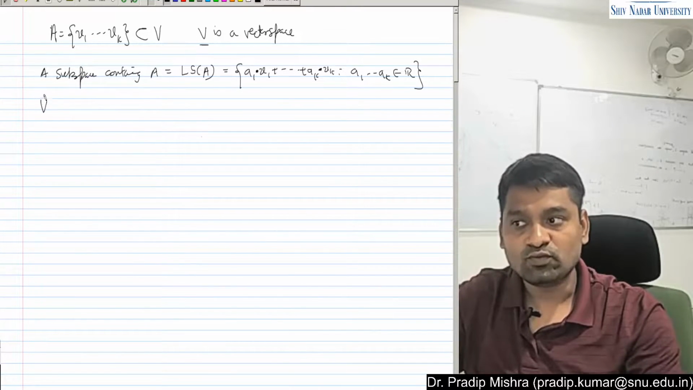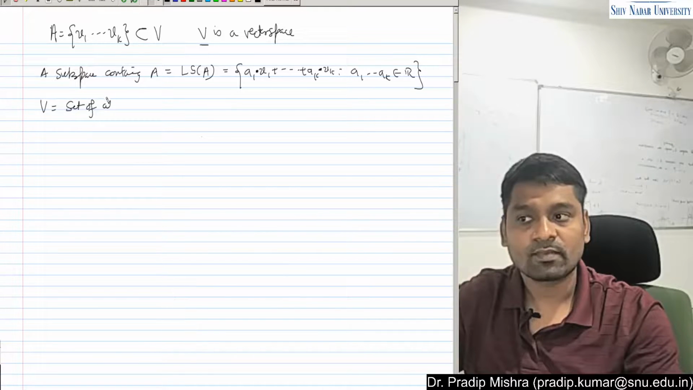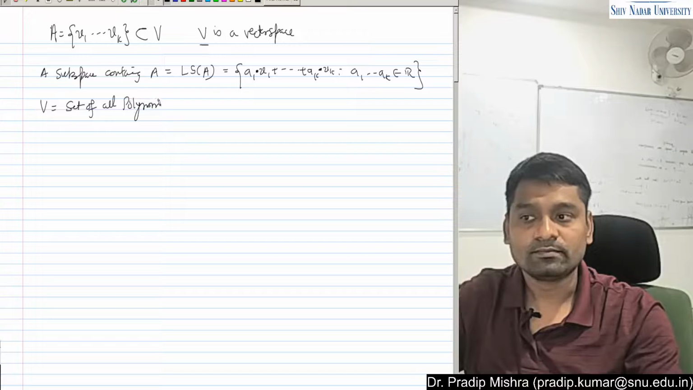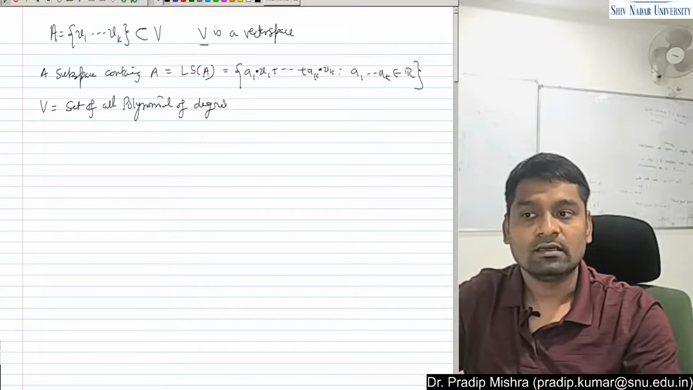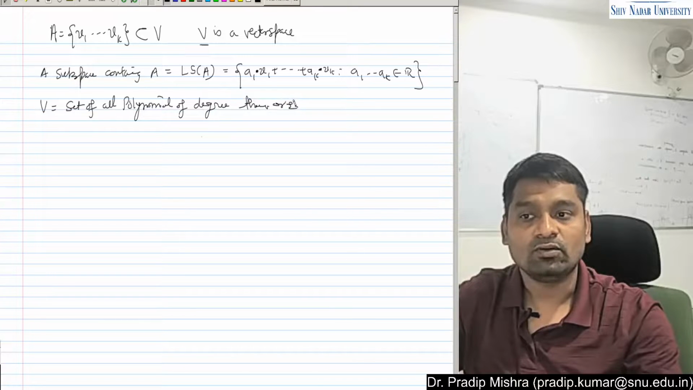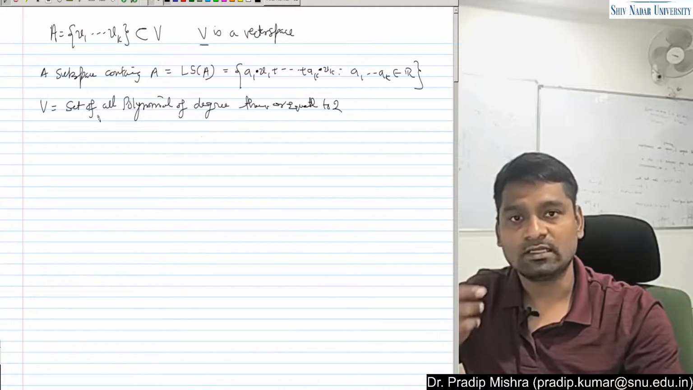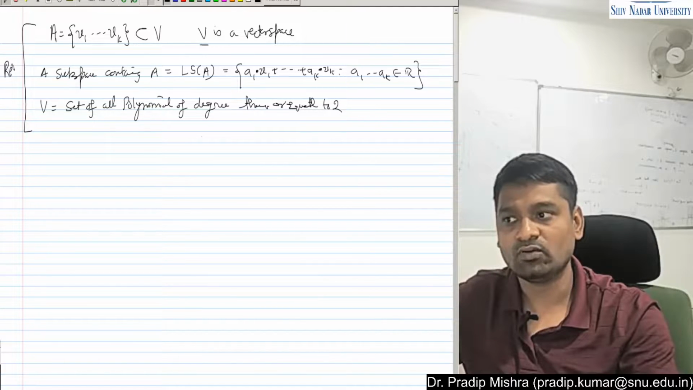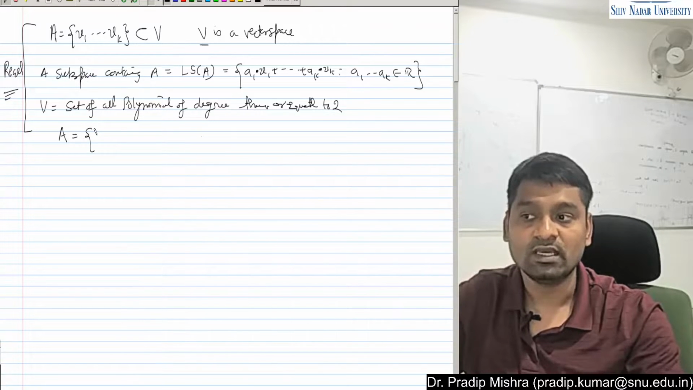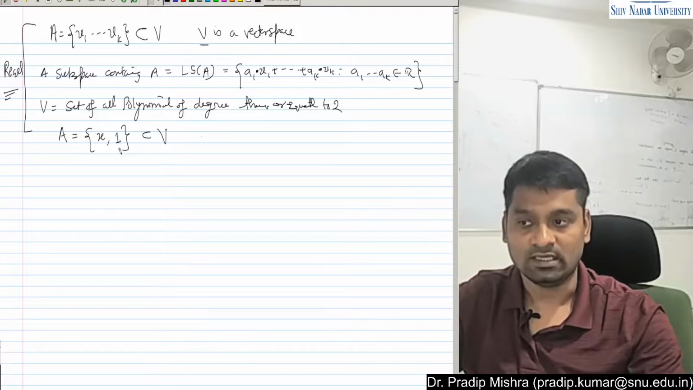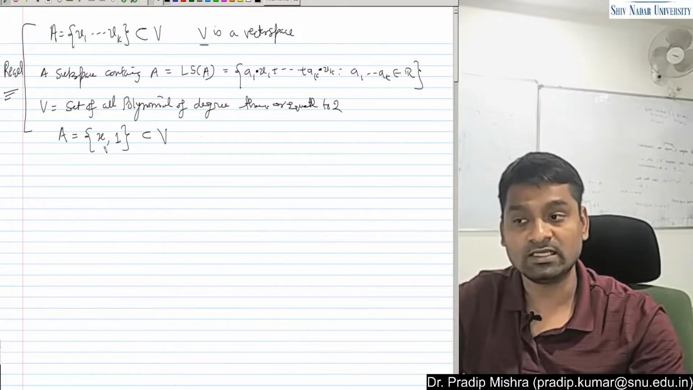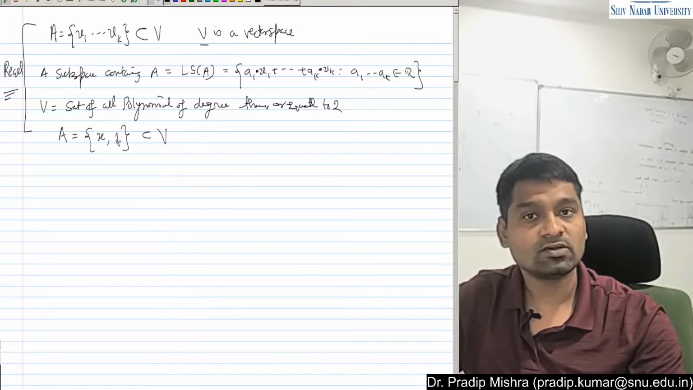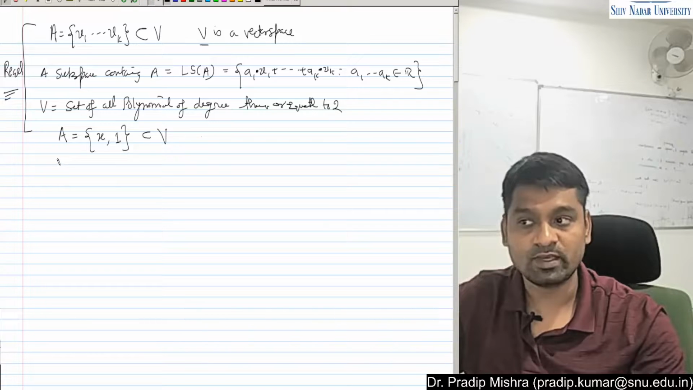For example, suppose V is the set of all polynomials of degree less than or equal to 2, and addition and scalar multiplication are the polynomial addition we have seen in the previous video. I am recalling this; if you are not comfortable and want to revise, go to the previous video. So A = {x, 1} is a subset of V. Is this a subset of V? Yes, because each is a polynomial of degree less than or equal to 2.